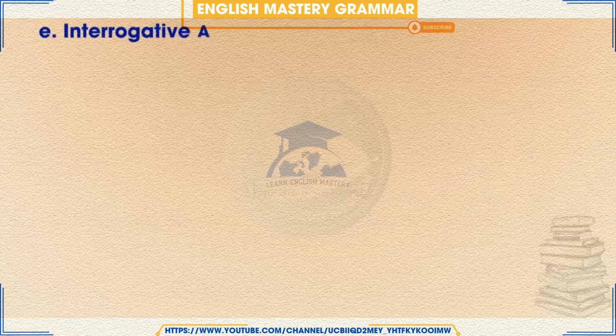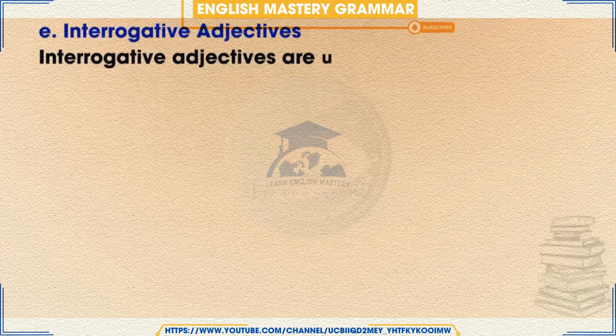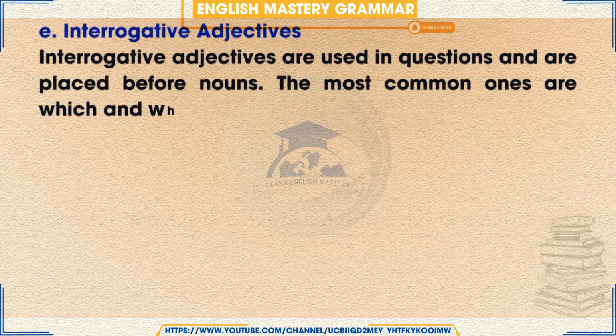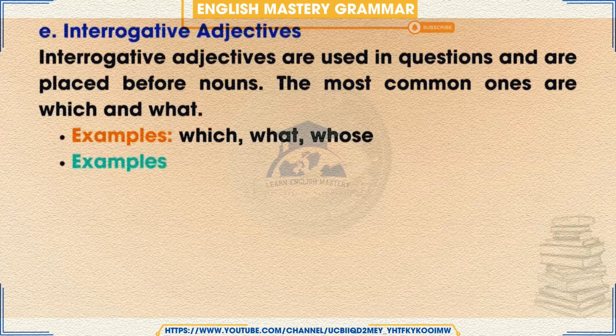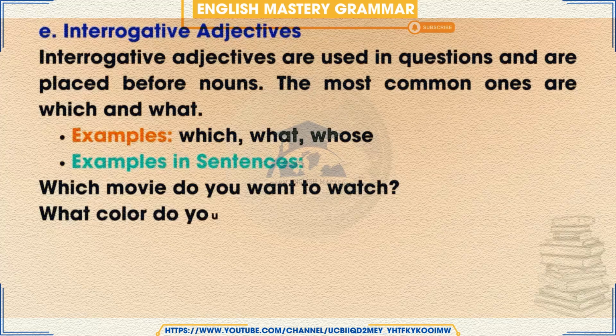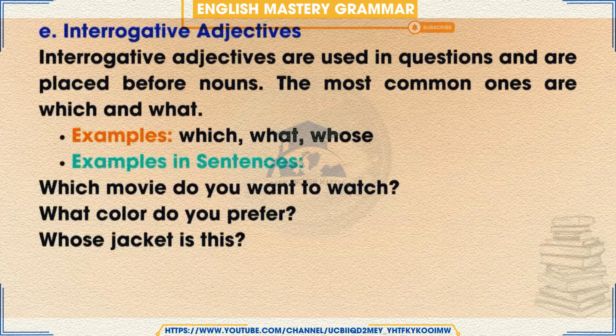E. Interrogative adjectives. Interrogative adjectives are used in questions and are placed before nouns. The most common ones are which and what. Examples: which, what, whose. Examples in sentences: Which movie do you want to watch? What color do you prefer? Whose jacket is this?